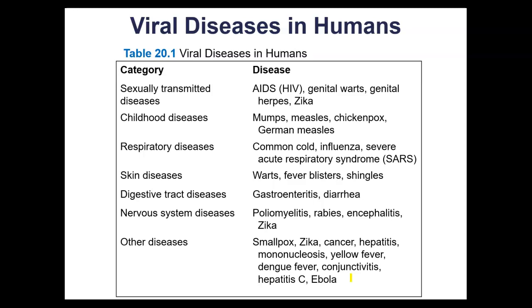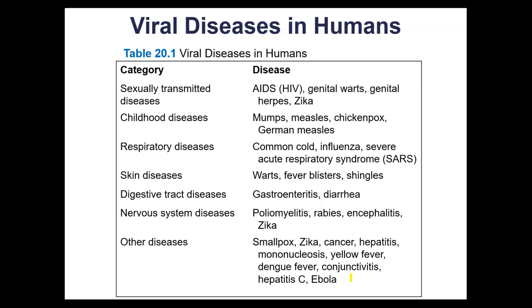fever blisters, shingles, which are a result of chickenpox virus remaining in the person's cells, latent or non-active, and then it will later on, as they're older, express itself as shingles instead of chickenpox, but it comes from the same virus, the varicella zoster virus.